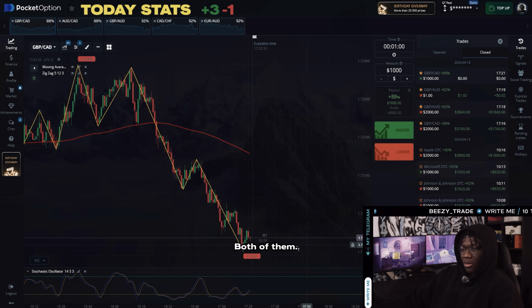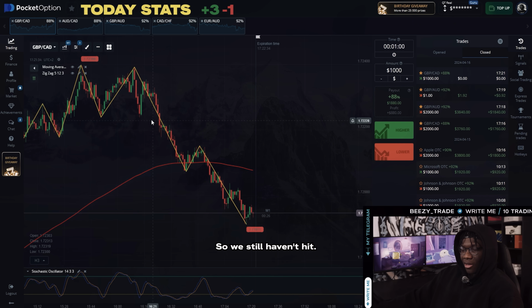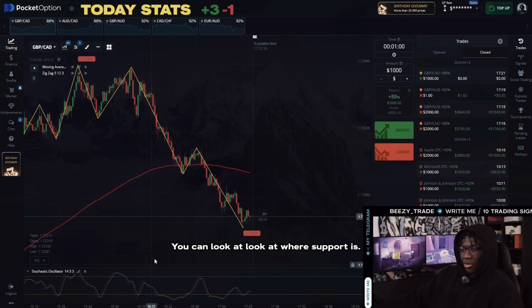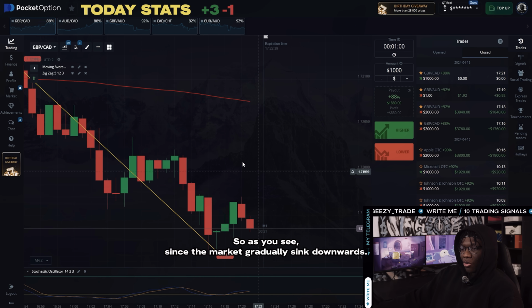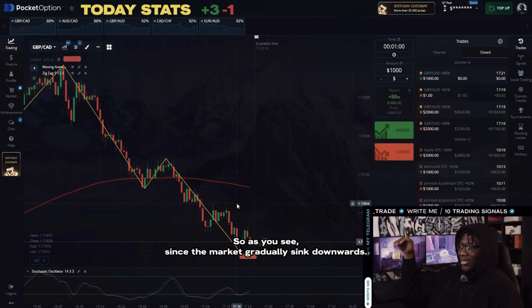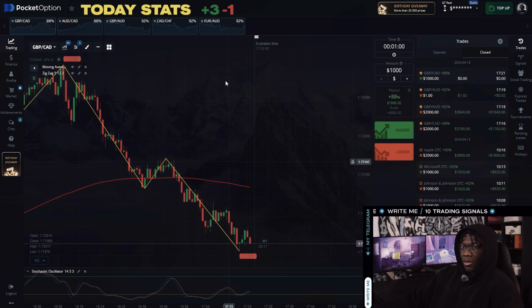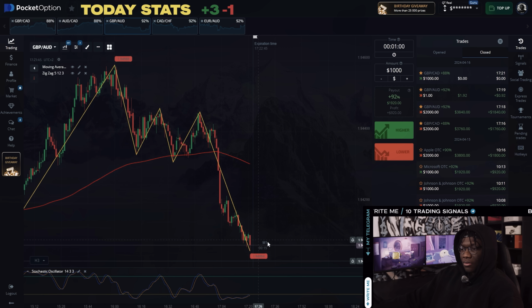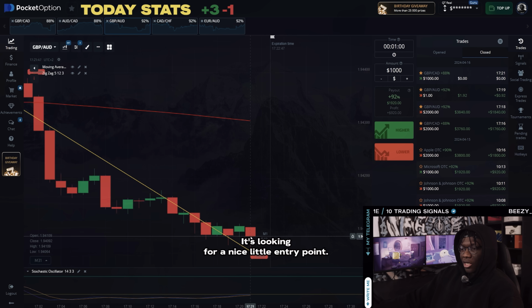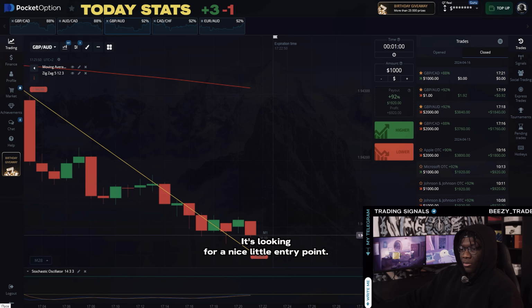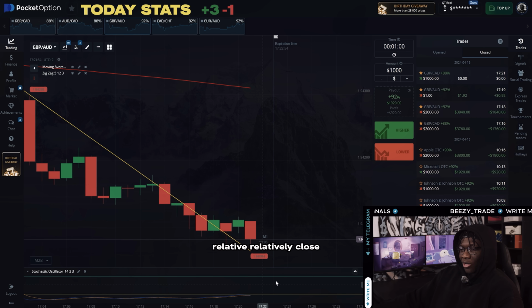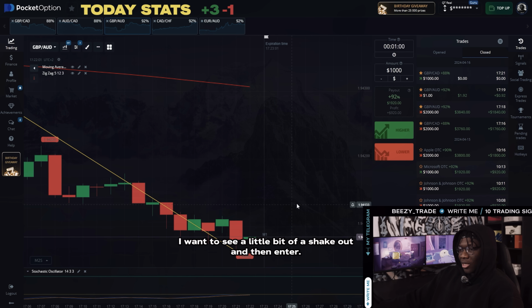both of them. So we still haven't hit. You can look at where support is. So we should see the market gradually sink downwards. Just looking for a nice little entry point. I'm a little worried because I don't want to enter relatively close to the end of the candle. I want to see a little bit of a fake out and then enter.